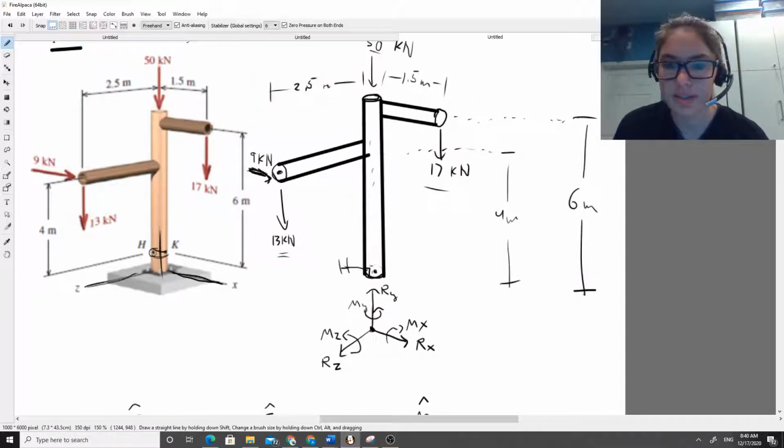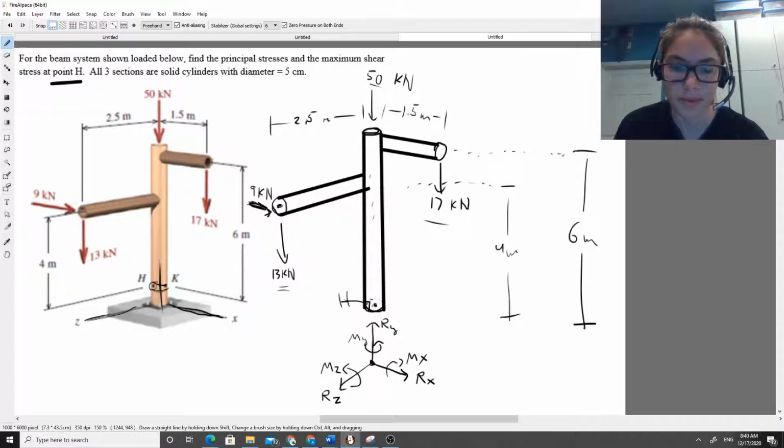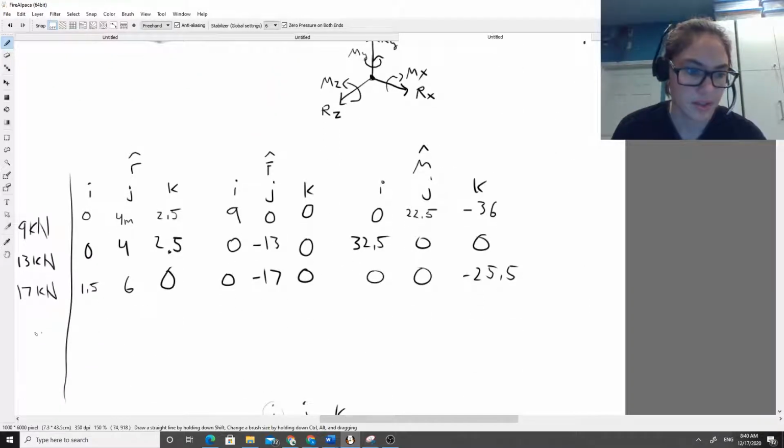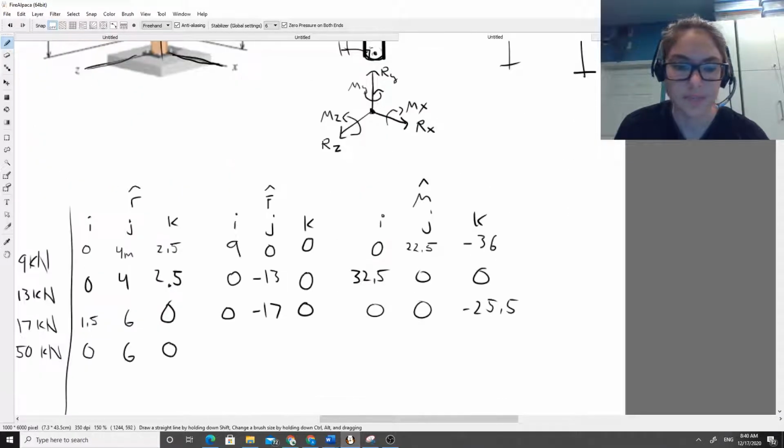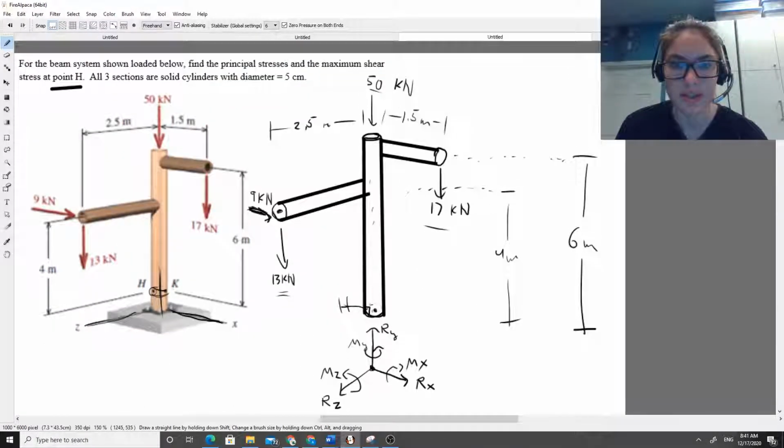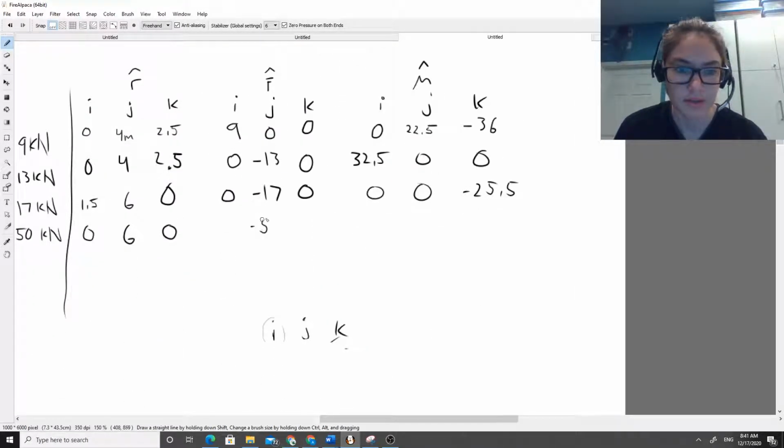Lastly but not leastly, we have our 50 kilonewton force, which is acting straight down. Our position vector is just going to be in the j direction, and it is going to be a positive 6. For our force vector, it's just going straight down, so it's going to be negative 50, 0, 0 in the other directions.